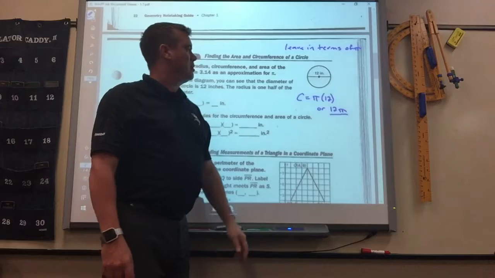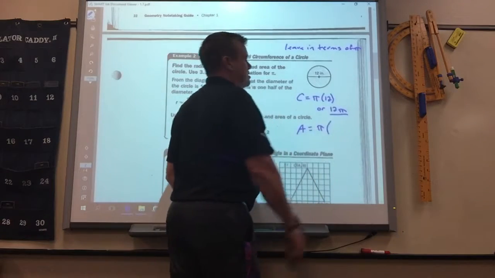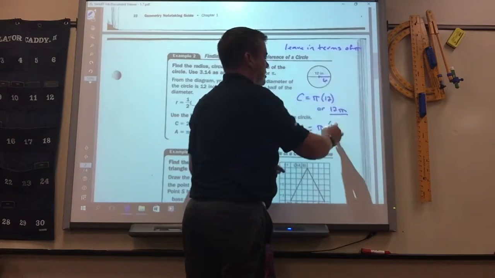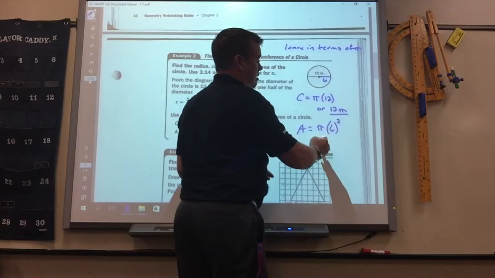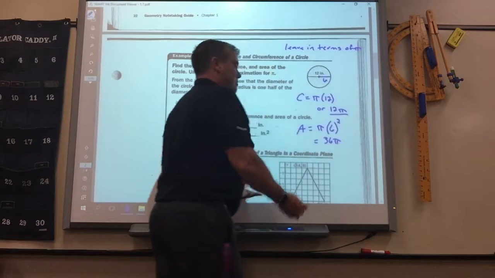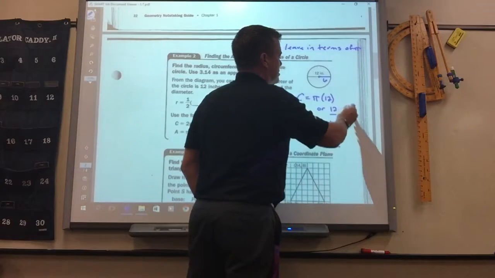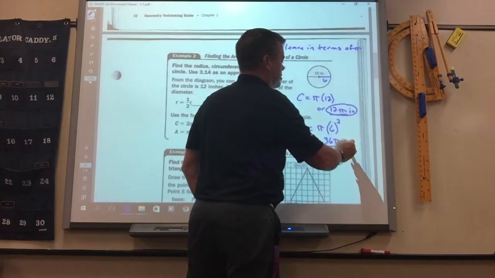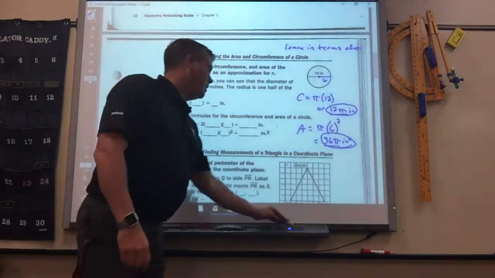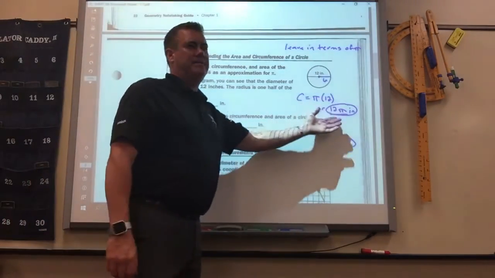Right? So the area is pi times the radius squared. What's the radius? 6. 6 squared is 36. So that'd be 36 pi, okay, for the area. And the label, this would just be in inches, and this would be in inches squared. Okay? Now, most of the time in geometry, we round to the nearest tenth.